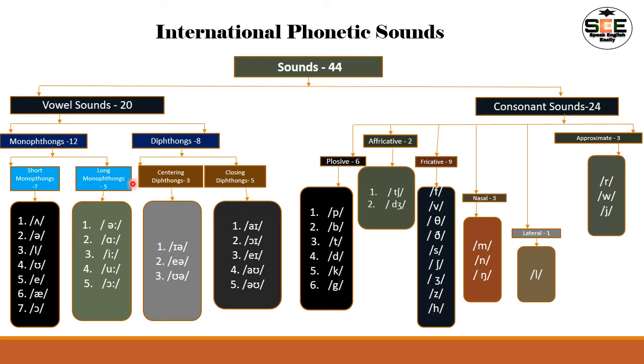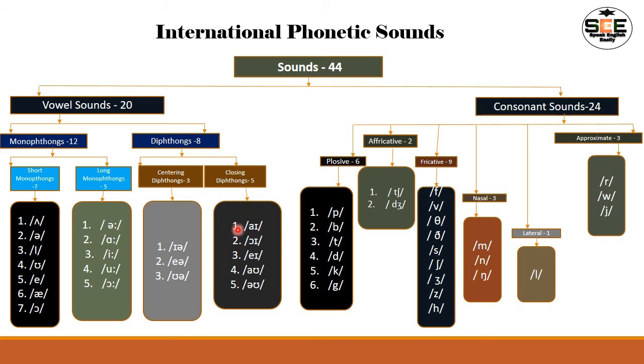So here there were 8 diphthongs: centering diphthongs 3 and closing diphthongs 5. The centering ones were EO, AO, UO, and the closing diphthongs were I, OI, A, OW, OW. Okay. It is OW, it is OW, it is A, it is O. So don't be confused by it. I hope we have understood these 20 vowel sounds here.